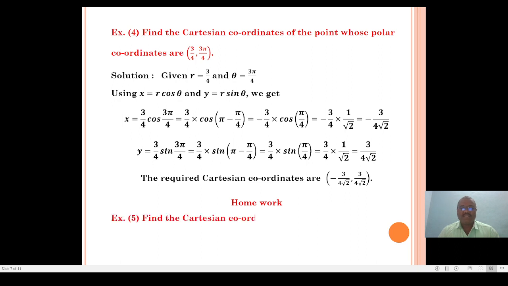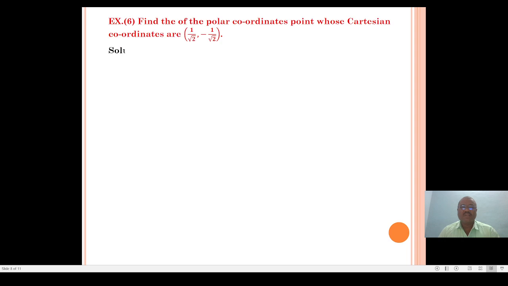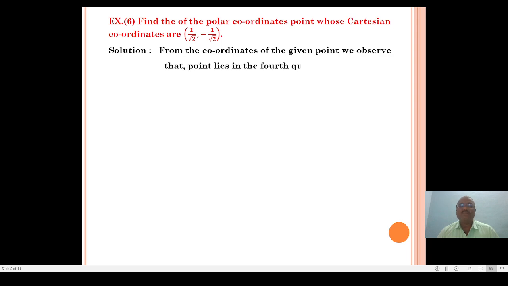Find the Cartesian coordinates of the point whose polar coordinates are 3 by 4 and 3 pi by 4. Now next, find the polar coordinates whose Cartesian coordinates are 1 by root 2 and minus 1 by root 2. So here we are given Cartesian coordinates and we have to find polar coordinates. From the coordinates of the given point, we observe that the point lies in the fourth quadrant.